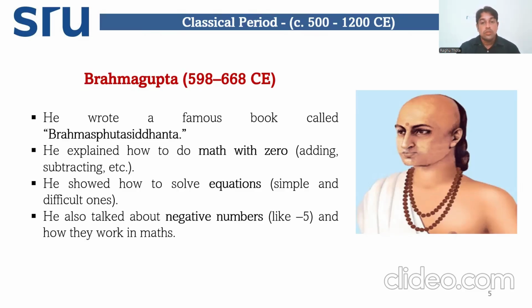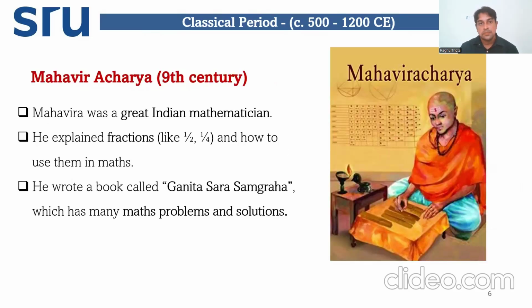He showed how to solve equations, simple equations and hard, difficult equations. He has explained very clearly. And the significant achievement and contribution of Brahmagupta is that he introduced negative numbers such as -1, -2, -5 and explained how they work in mathematics. So every mathematician in ancient philosophy has contributed something to modern civilization.